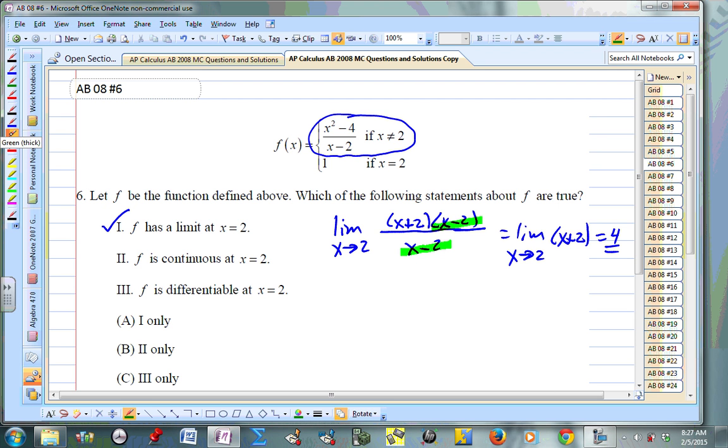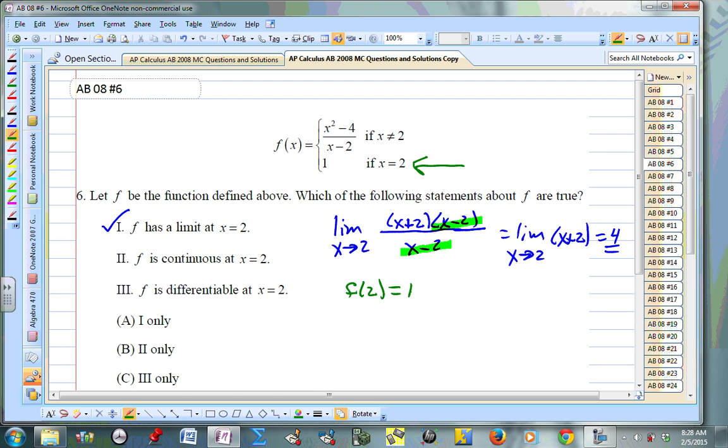Well, for our function to be continuous, 3 conditions have to be met. Number 1, the limit has to exist as x approaches 2. We've proven this. The second condition, the function must be defined when x equals 2. And that is true, because when x equals 2, f of 2 is 1. And because f is defined, our second condition for continuity is met.